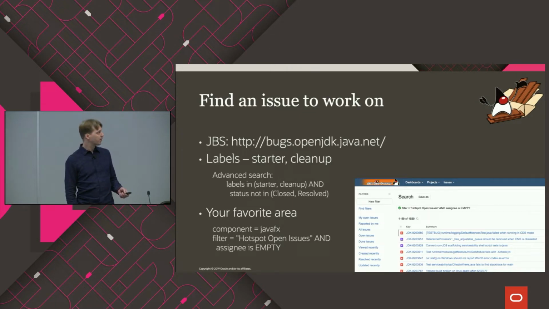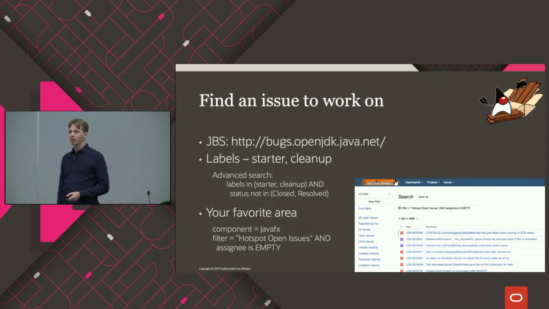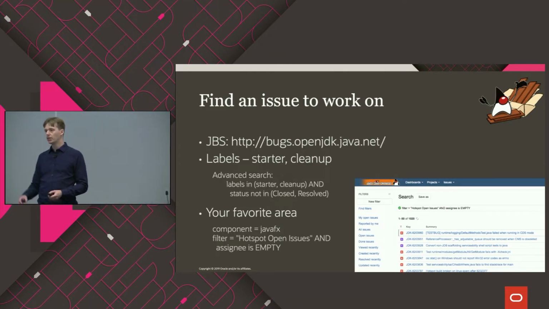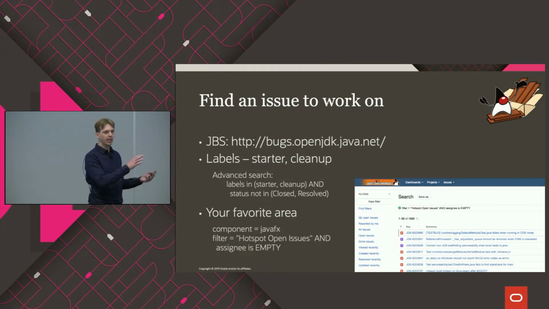A couple of labels that are good to know are the starter label and the cleanup label. The starter label is something that we put on changes that are well contained and could be a good start for someone who is new to the code base. The cleanup label is used for changes that are pure cleanup, that have no semantic changes, but just renaming some stuff or reorganizing code. So that can also be a good start if you want to get to know the code base.